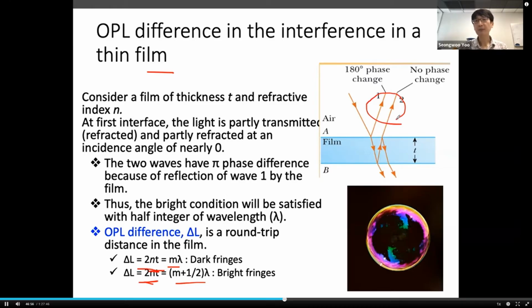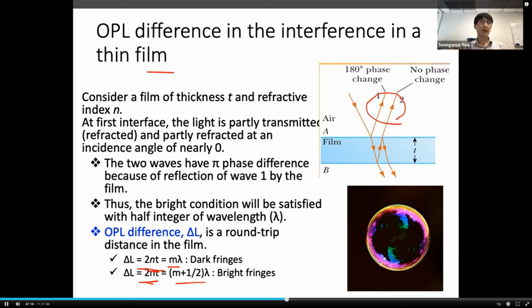All right. Now I have a question in the chat room, so let me read the question. Does that mean the angle of refraction is negligible here for thin film? This is a very good question.